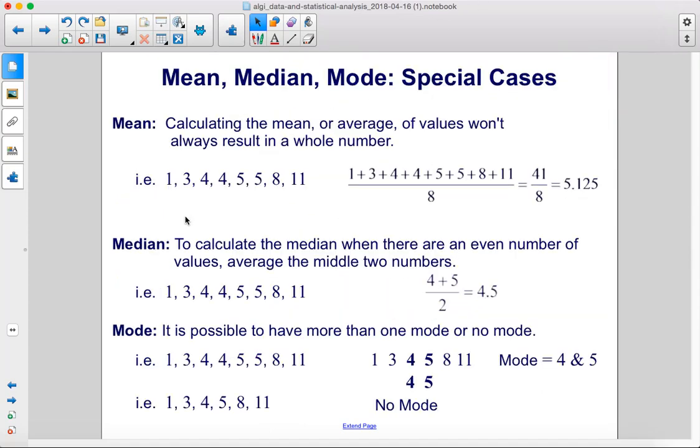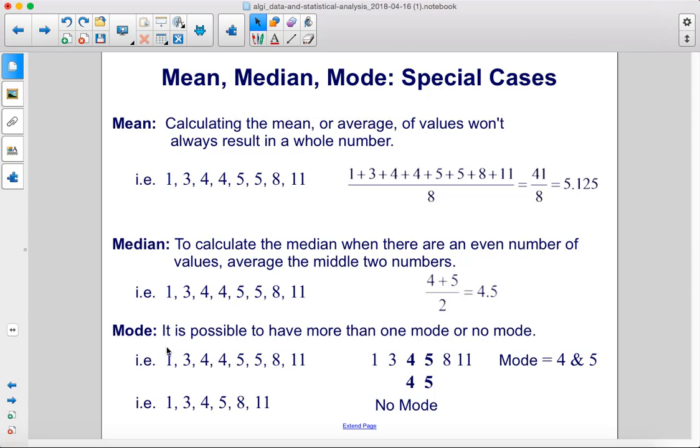Here are some special cases. When you calculate the mean, it won't always result in a whole number. Here we have a bunch of values, and when we average them together, we get 5.125, and that's totally fine. For median, if you have an even number of values, you just average together the two middle values. So we'd average together 4 and 5 here, and we get 4.5 as our median.